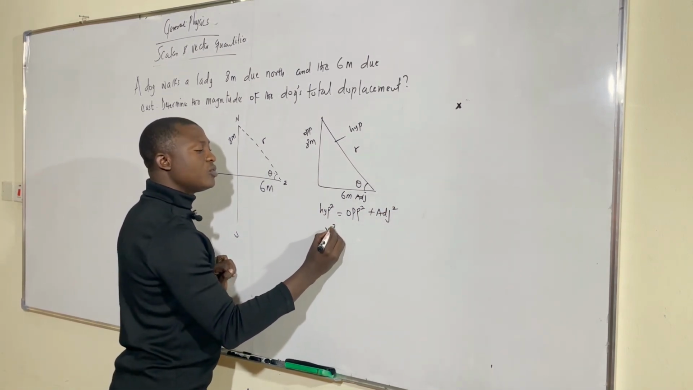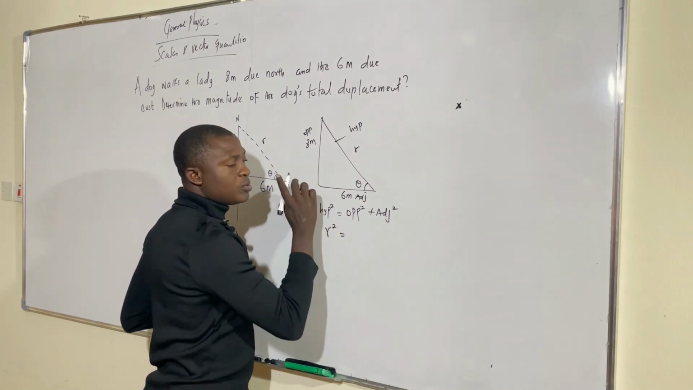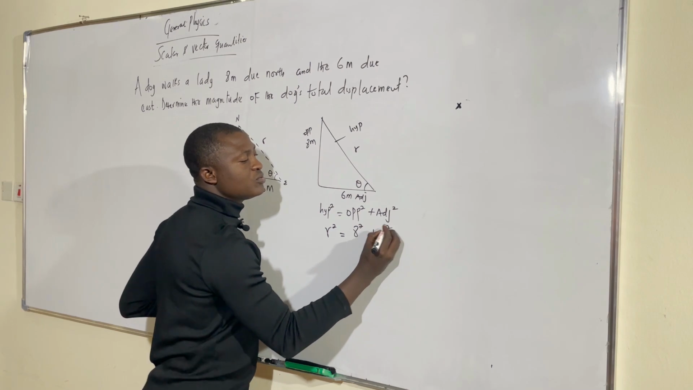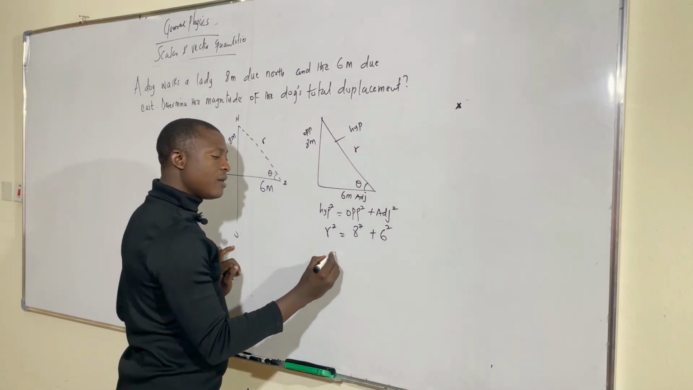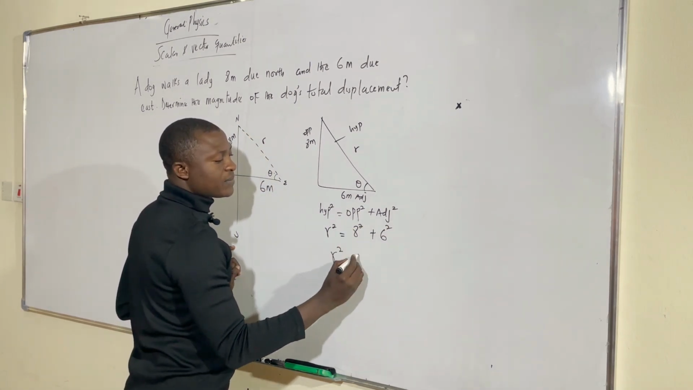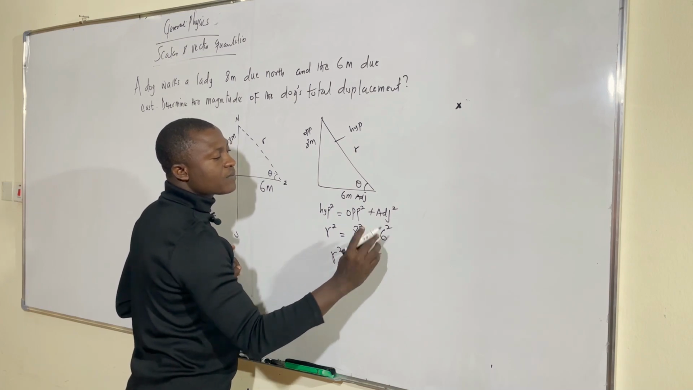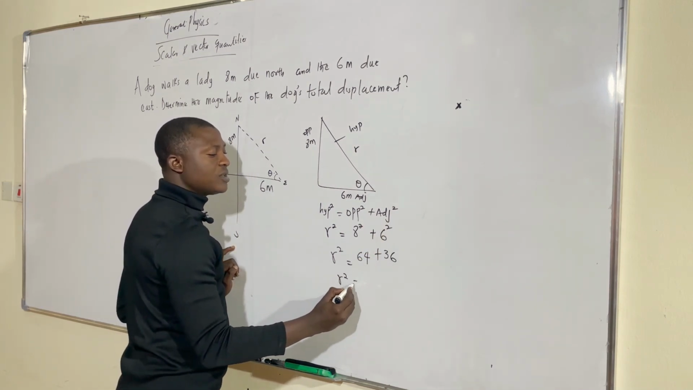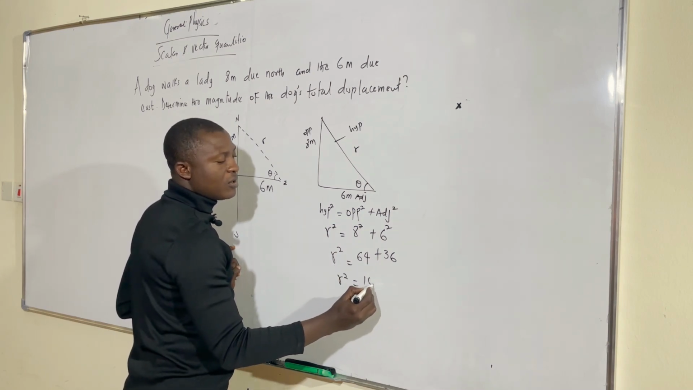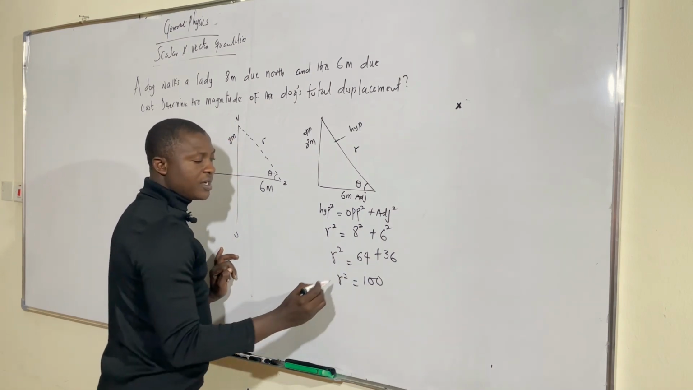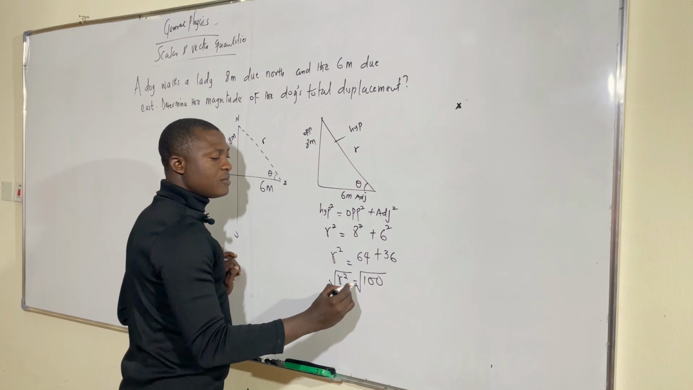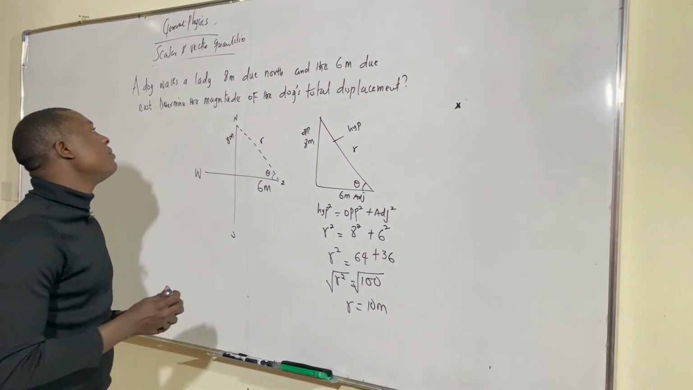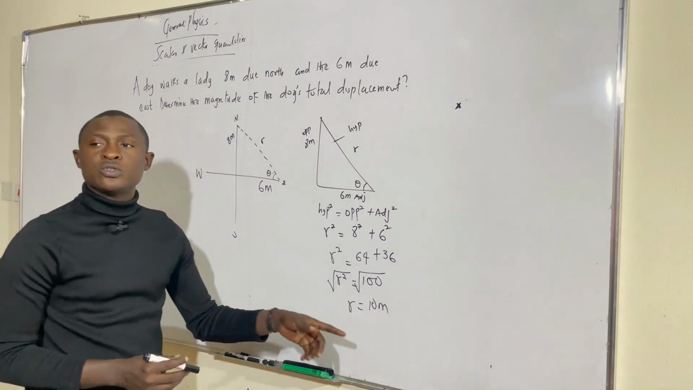We have R squared is equal to what we have for the opposite, 8. That's going to be 8 squared plus adjacent is 6, that's going to be 6 squared. So now we have R squared is equal to 8 squared, which is 64, and 6 squared, which is 36. So R squared is equal to 64 plus 36. Of course, we are going to have 100. If I take the square root of both sides, that means R is equal to 10 meters. So the magnitude of the total dog displacement is equal to 10 meters.